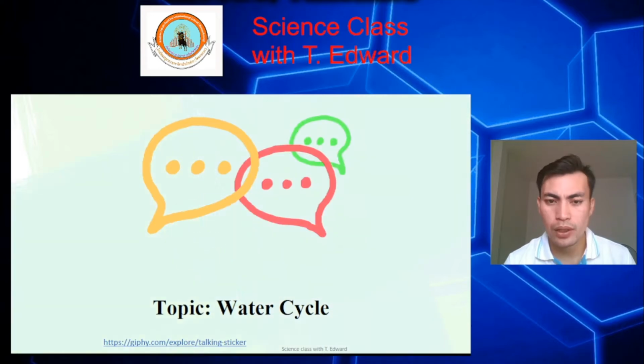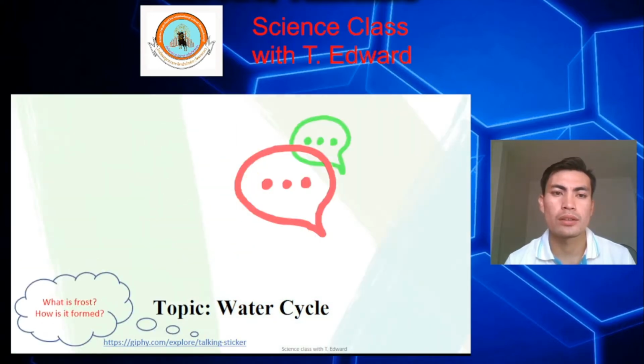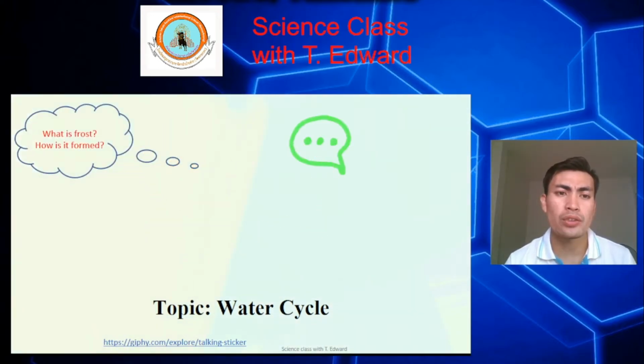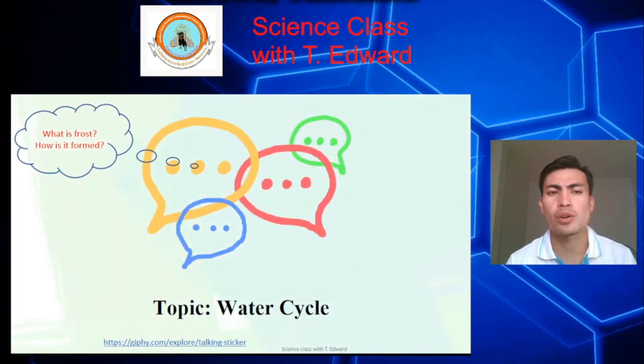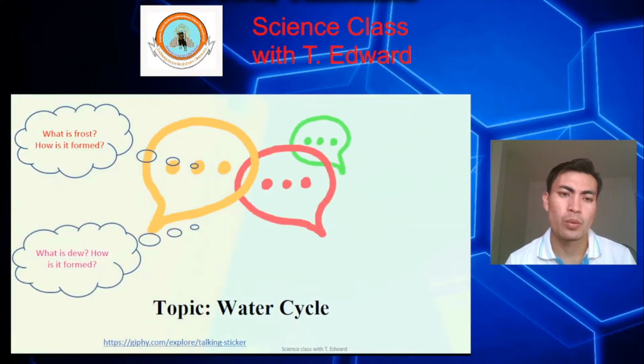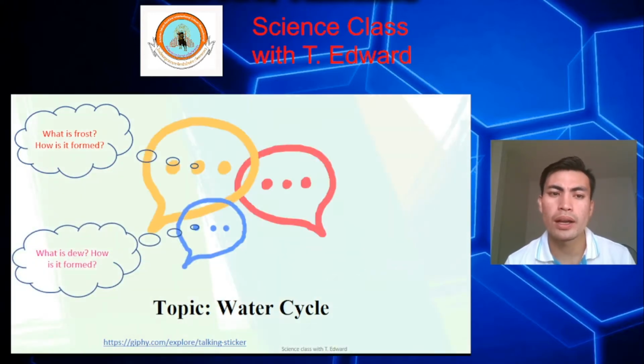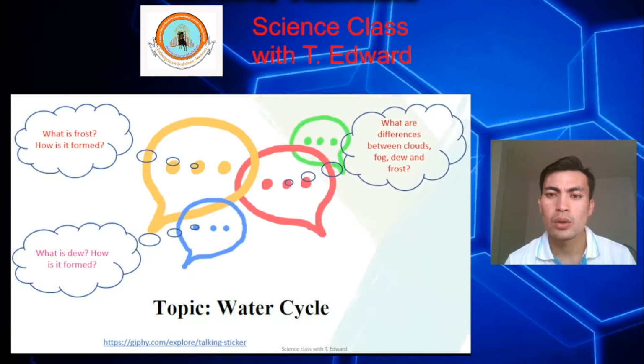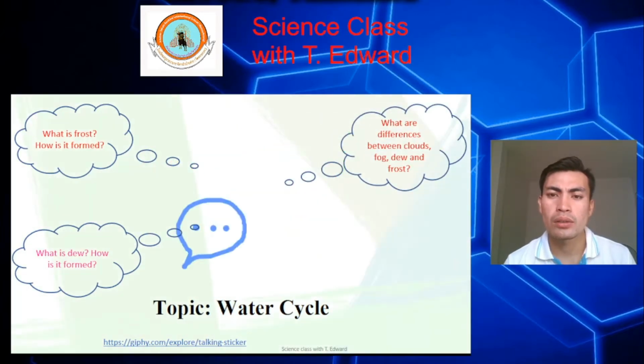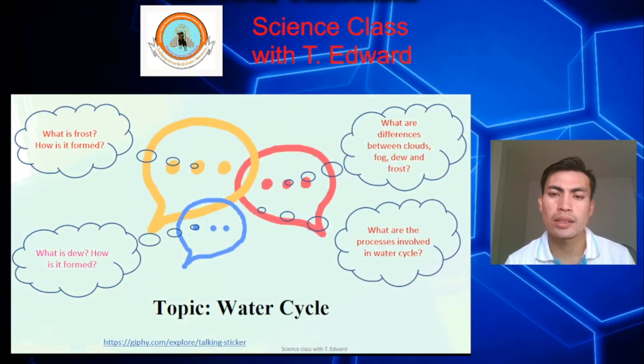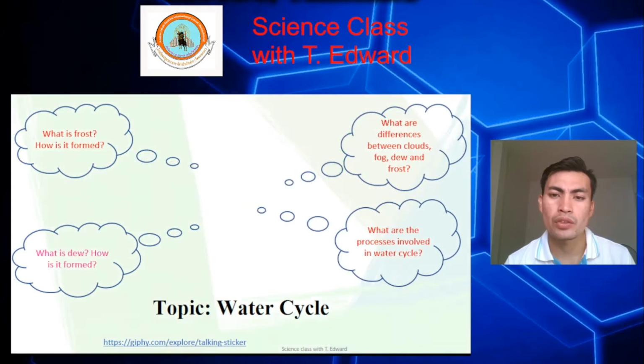Our topic for today is all about the water cycle. Today we are going to answer this question: what is frost and how is it formed? We're going to answer what is dew and how is it formed. We're going to answer also the differences between clouds, fog, dew, and frost. And lastly, we are going to study what are the processes involved in the water cycle.